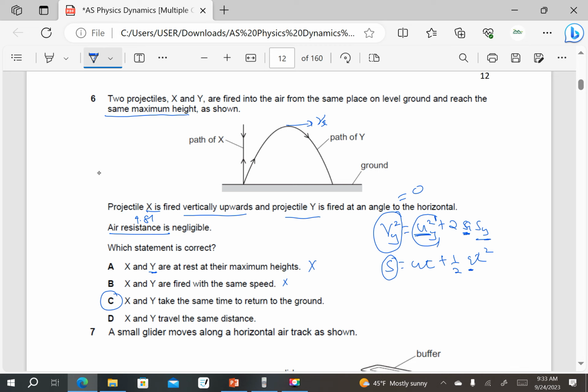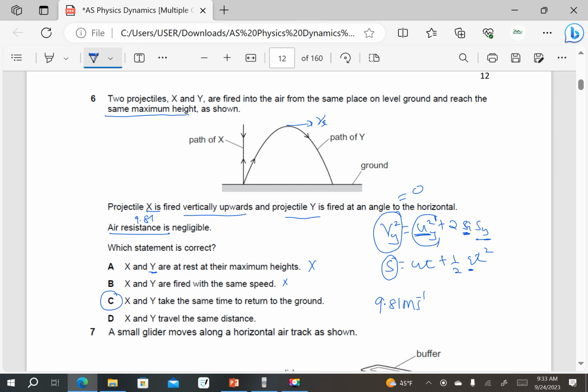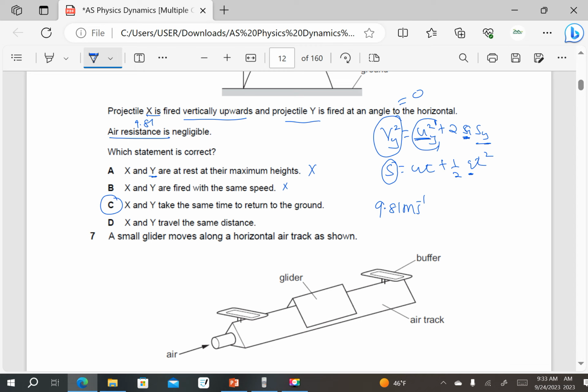For every 1 second, their speed changes by 9.81 meters per second, either going upwards or coming downwards. So the answer is going to be C. Of course, in the vertical they travel the same distance, but in the horizontal they do not travel the same distance.